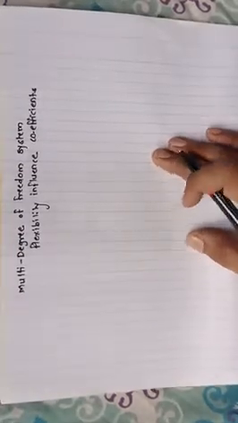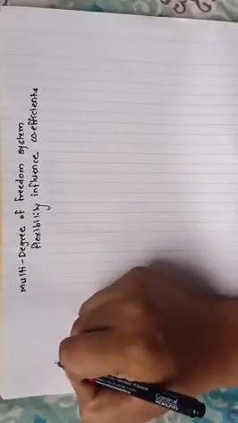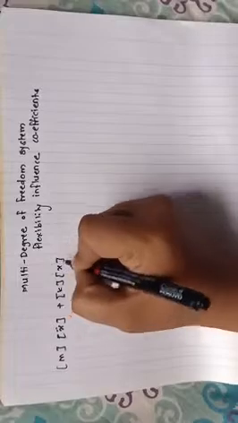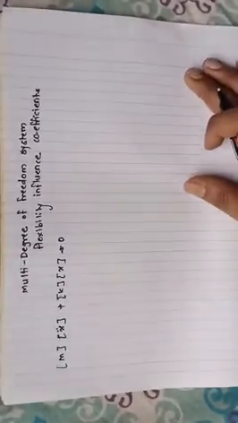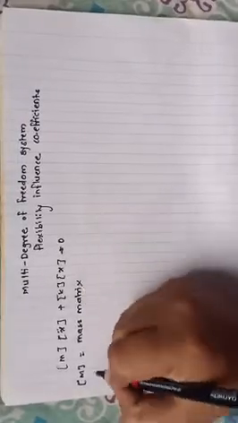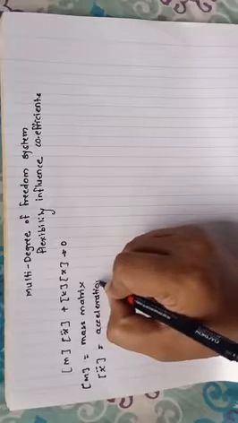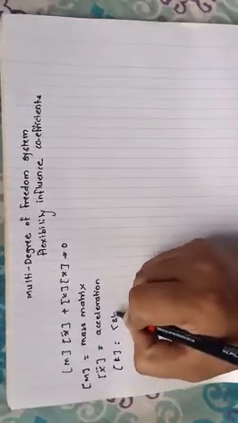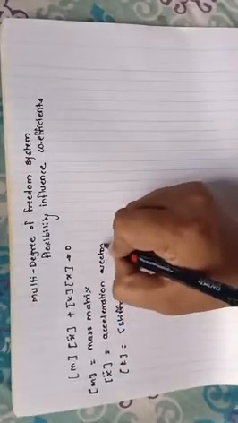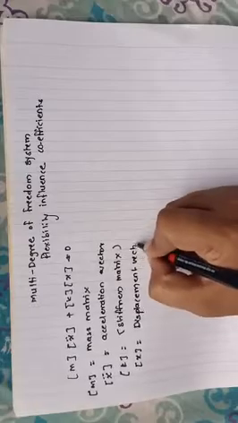In the last lecture we derived the equation of motion for a multi-degree of freedom system like M x double dot plus K x equals 0, where M is the mass matrix, x double dot is the acceleration vector, K is the stiffness matrix, and x is the displacement vector.